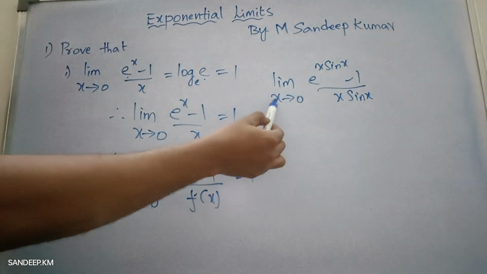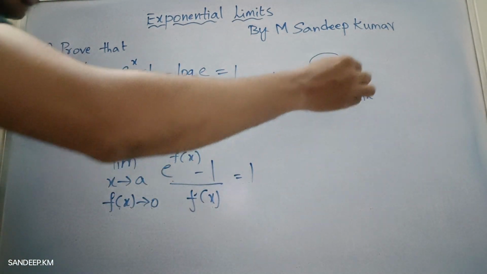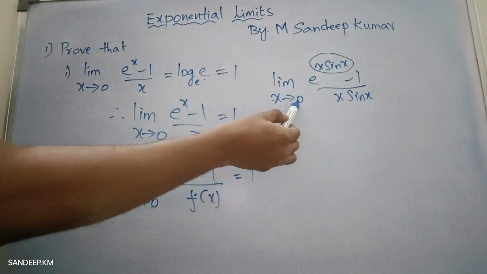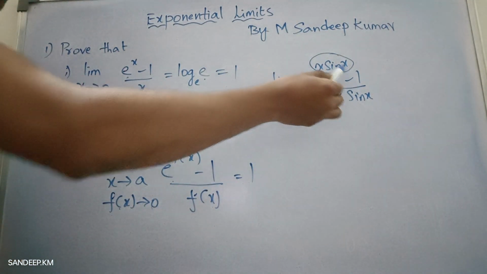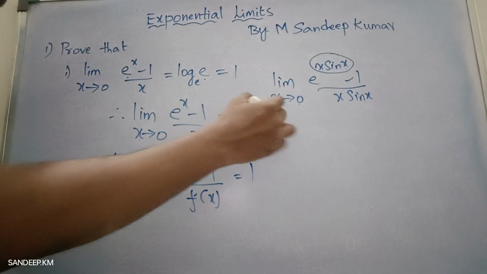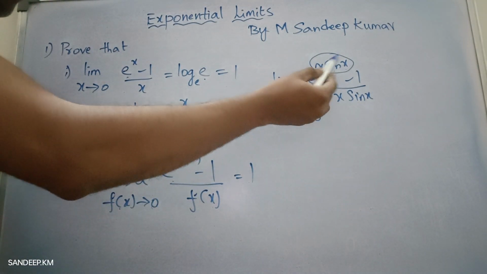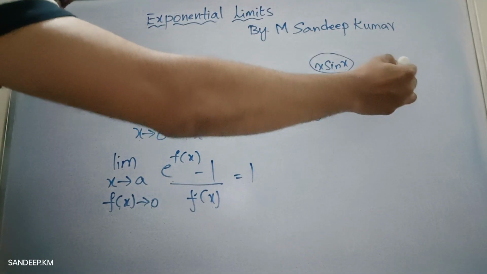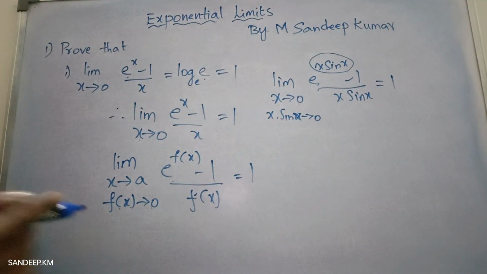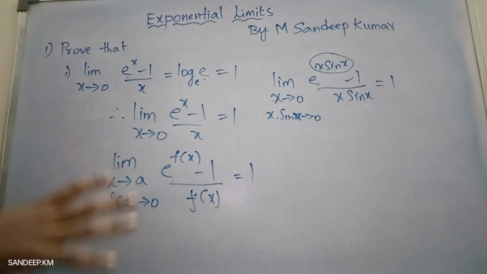See, when x is approaching 0, if you take this as f of x, when x is approaching 0, 0 into sin 0 is also 0, correct or not? So x into sin x is also approaching 0. So e power f of x minus 1 by f of x is equal to 1. We can write it directly. Okay, so that is how we will use its applications while solving the problems.